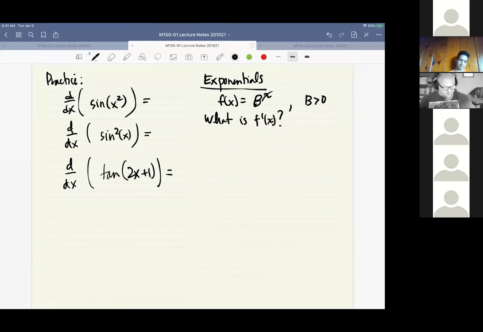And let's find a formula for the derivative of an exponential. So the first thing I want to point out is that if you play a game where you say, well, I'm going to draw an exponential function, so suppose this is y equals b to the x, and you say, I want to draw the derivative of the exponential function, you're going to end up drawing something that looks very similar.